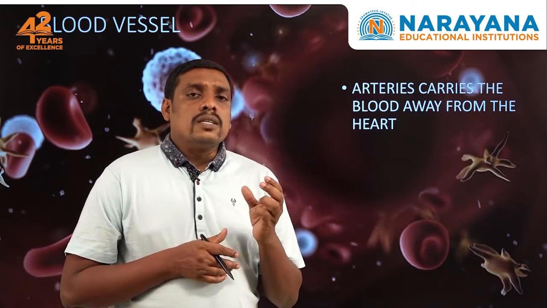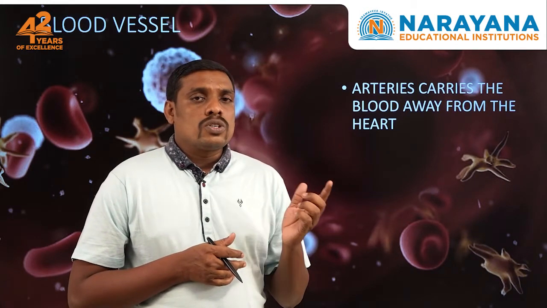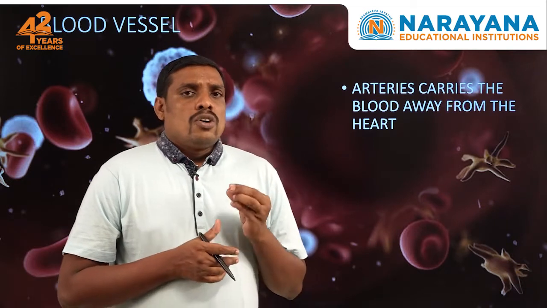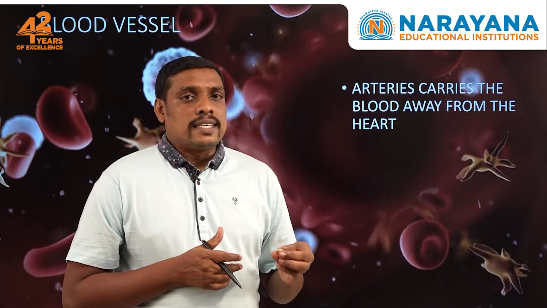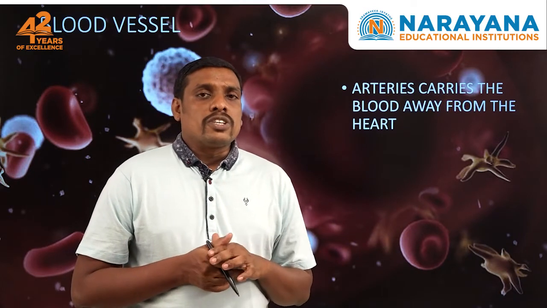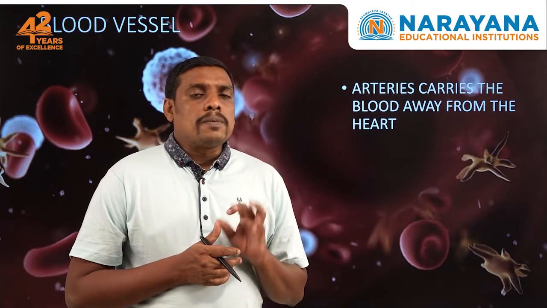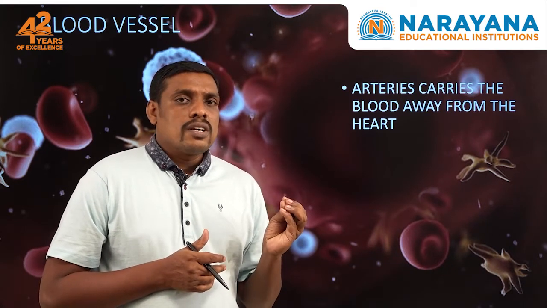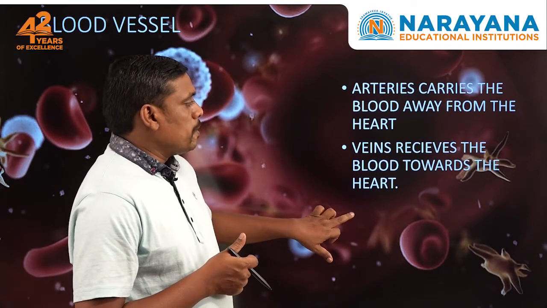Arteries mostly carry oxygenated blood, but the type of blood may vary. Suppose we take the pulmonary artery, which carries deoxygenated blood towards the lungs for purification, whereas the aorta and renal artery carry oxygenated blood towards the kidneys. That is the differentiation between the pulmonary artery and other kinds of arteries. Except the pulmonary artery, all remaining arteries carry oxygenated blood. That is a point which you have to remember.